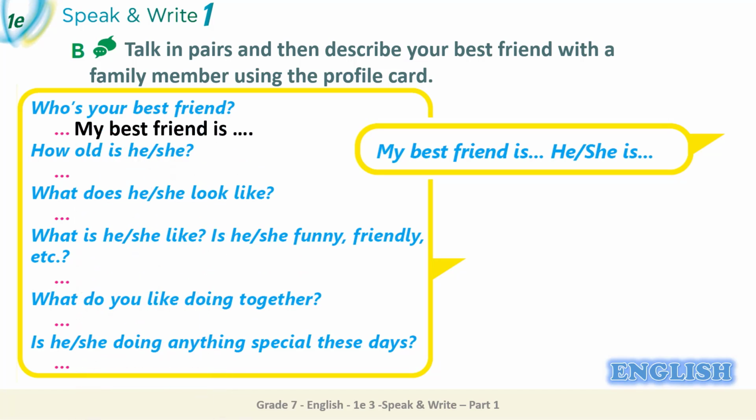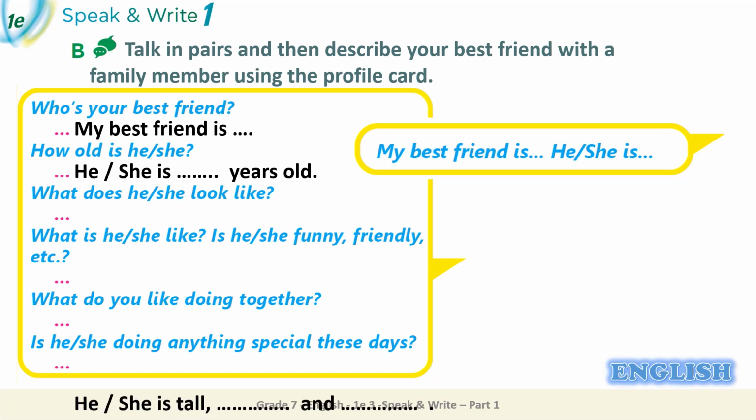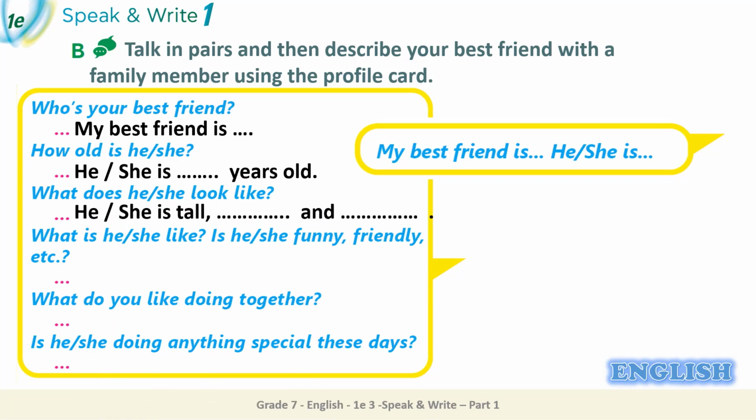Now, how about question number 2? How old is he or she? What should the answer look like? That's correct. He or she is, for example, 14 years old. How about the next question? What does he or she look like? The correct answer should be, he or she is tall, and you can add more description.